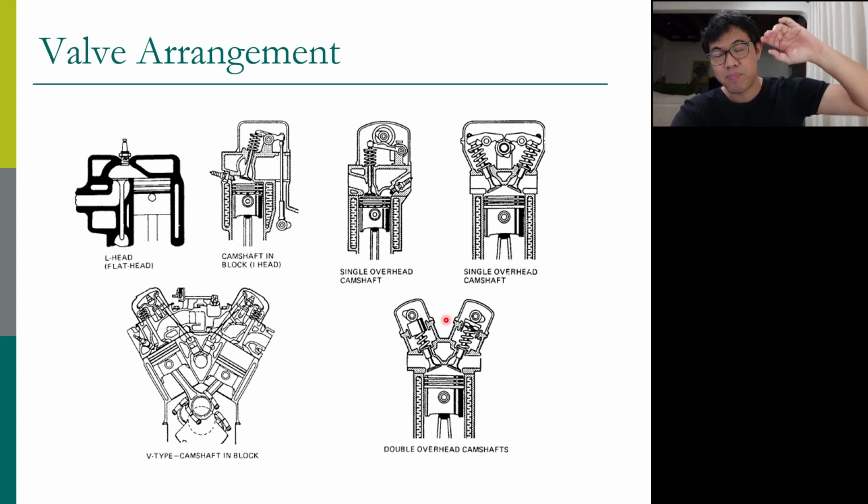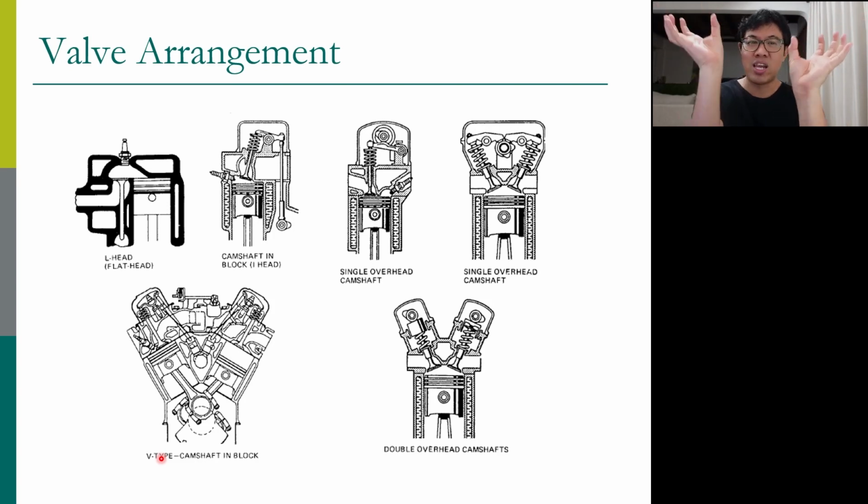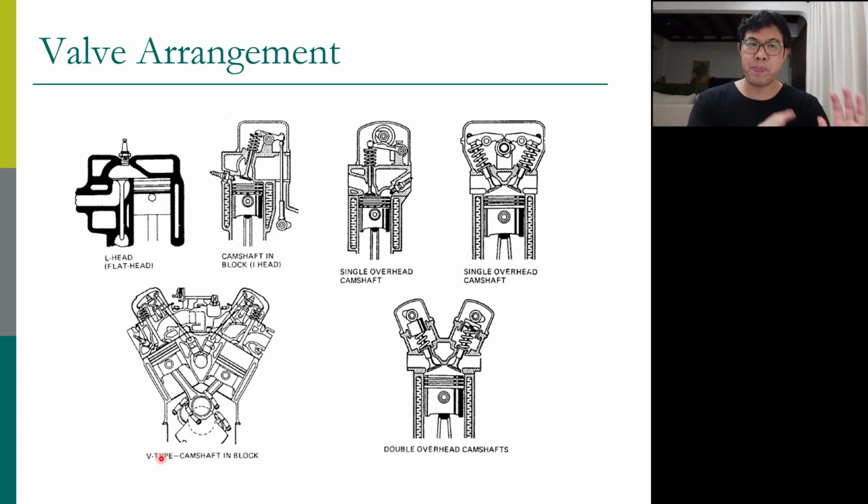This is a valve train for a V-type engine. Some engines are V-type, which means a couple of cylinders move like this, and a couple of cylinders move like this, so it's a V shape. You can also design one camshaft to control the two banks of the V engine. We're going to talk more about this one and that one.